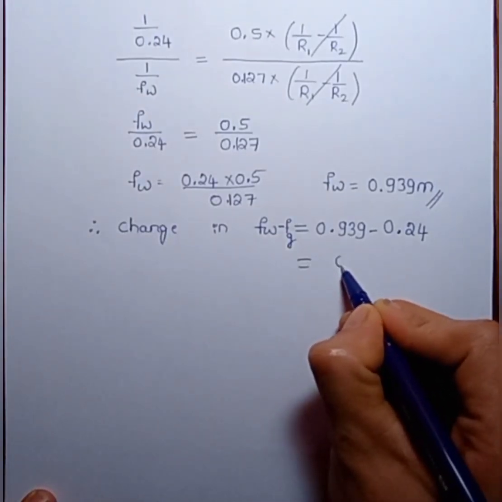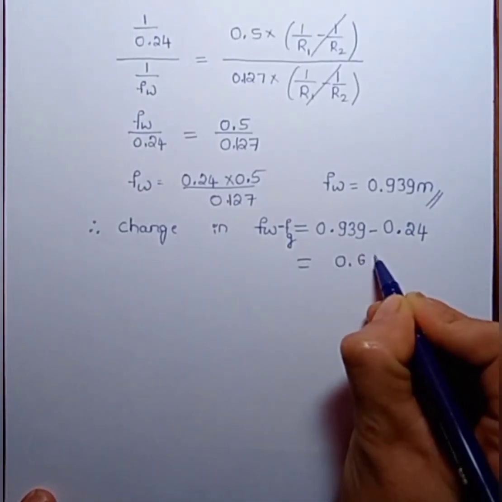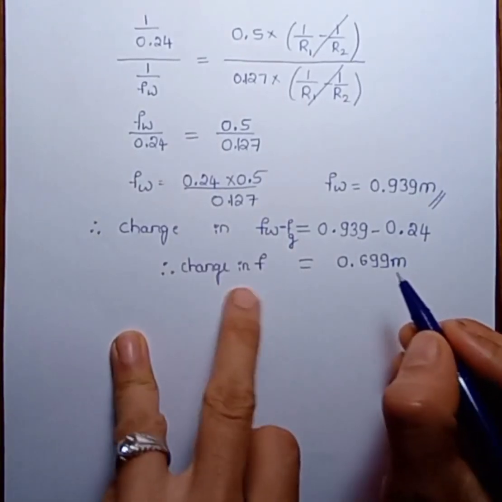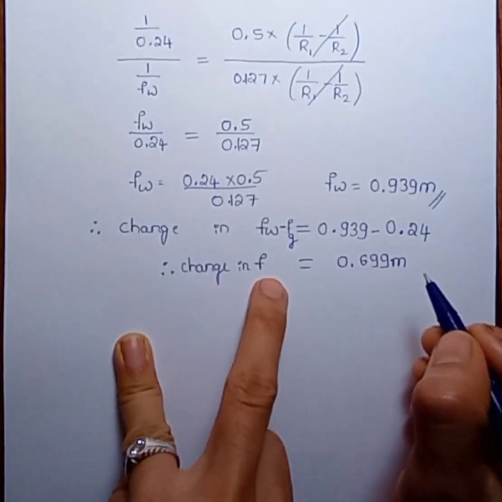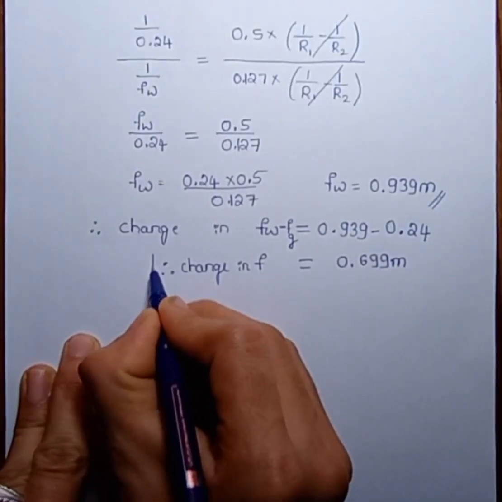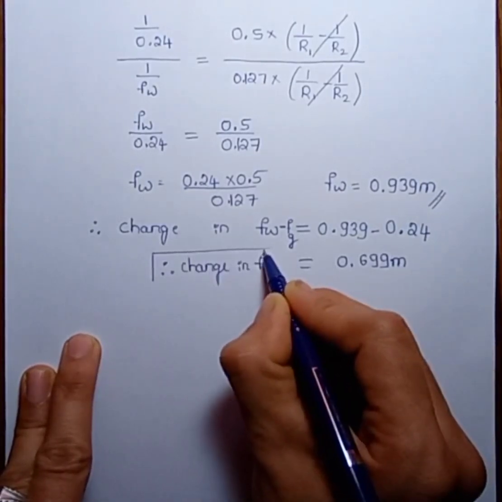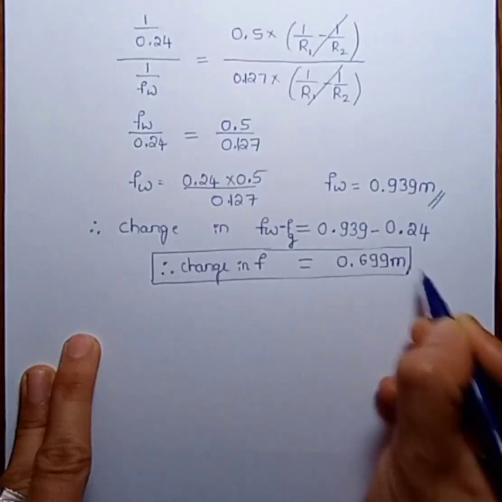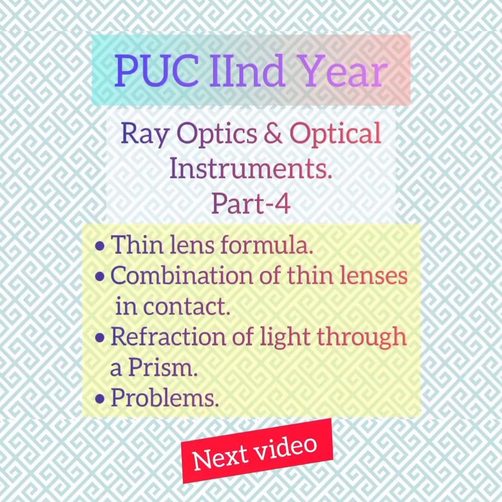So which gives the value 0.699 meter. The change in focal length is equal to 0.699 meter. Which completes the third part of the chapter Ray Optics and Optical Instruments.